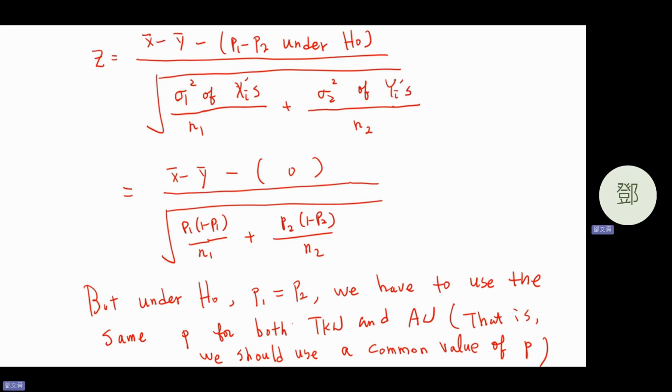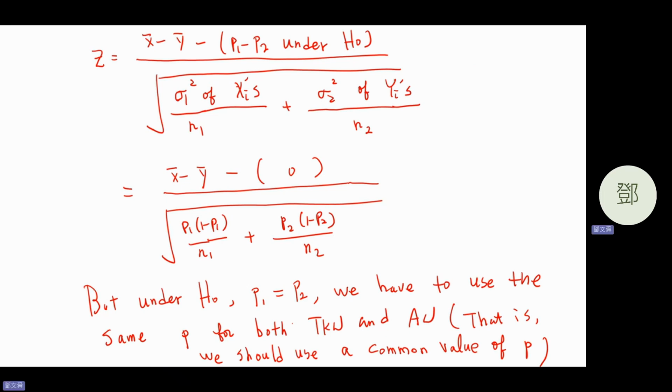Okay. So there should not be a subscript here. No 1 in a subscript, no 2 here. We have to use the common value for both TKU and AU, because under the null hypothesis they are the same. So we should use no subscript here and give them a common value.